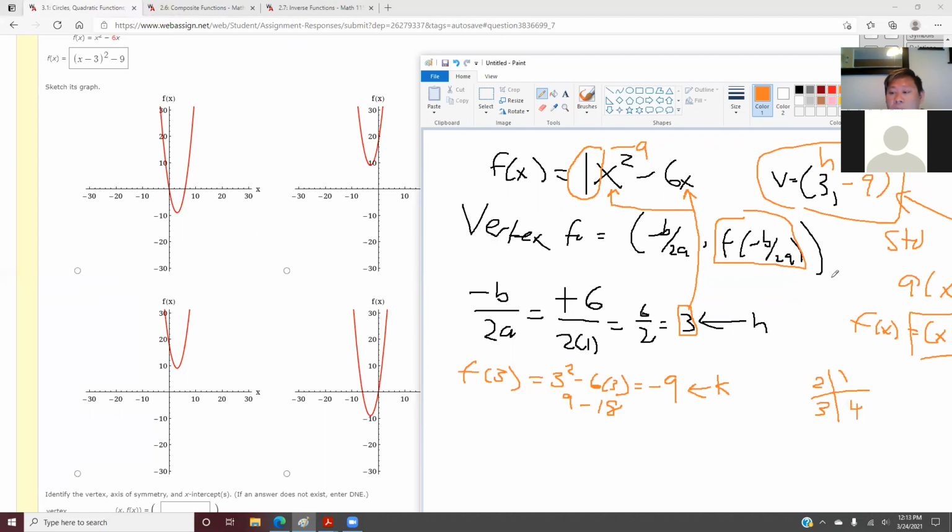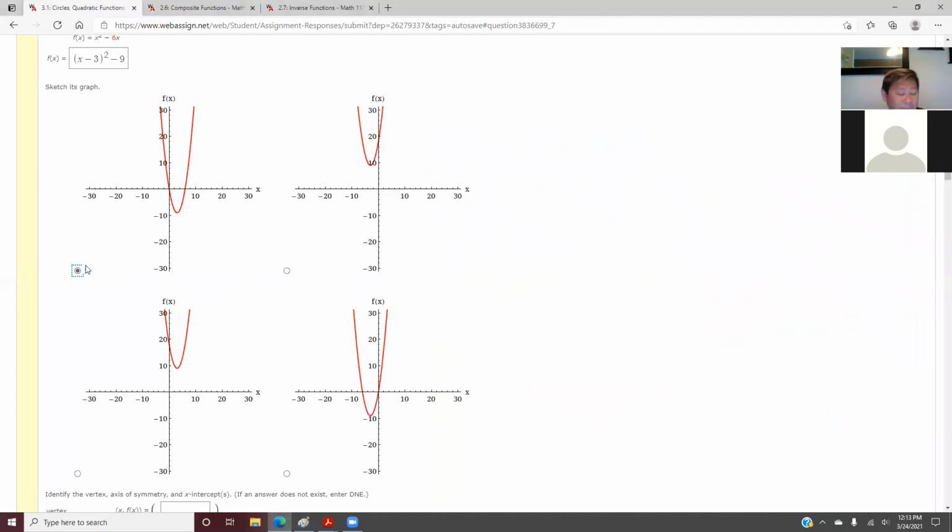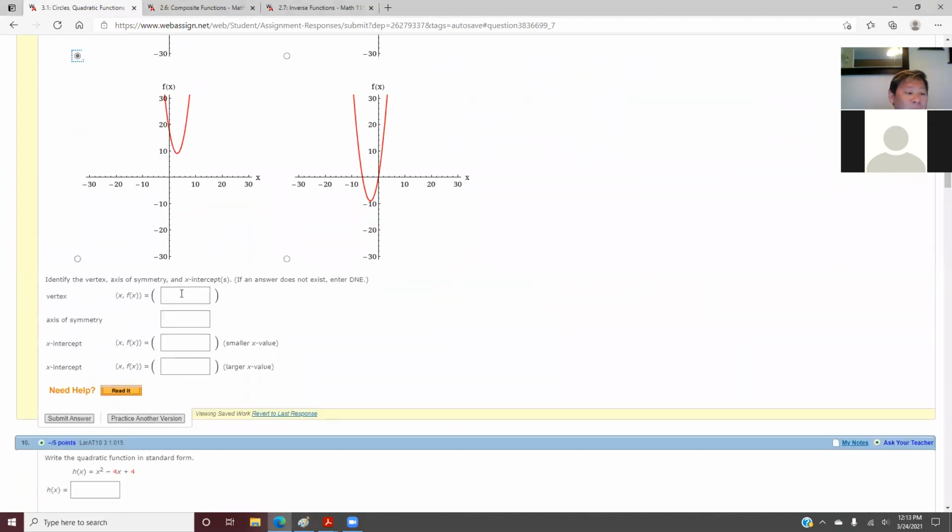Wait. 3, -9. Quadrant 3 is negative, negative. This is positive 3. Quadrant 4. Quadrant 4. Yes. So which point here gives you quadrant 4? The first one. The top left. The vertex is 3, -9.